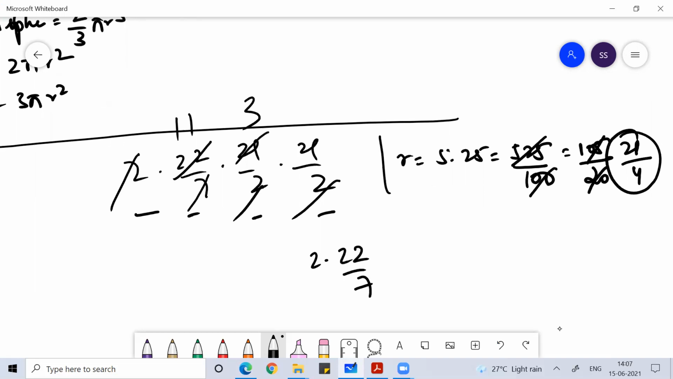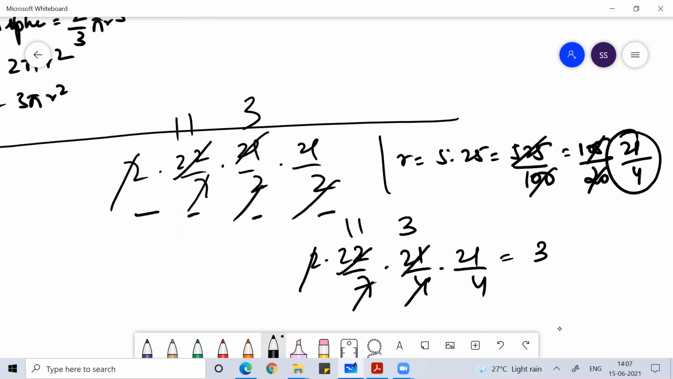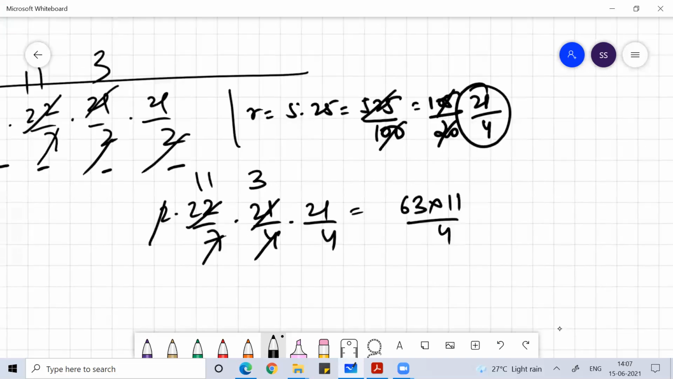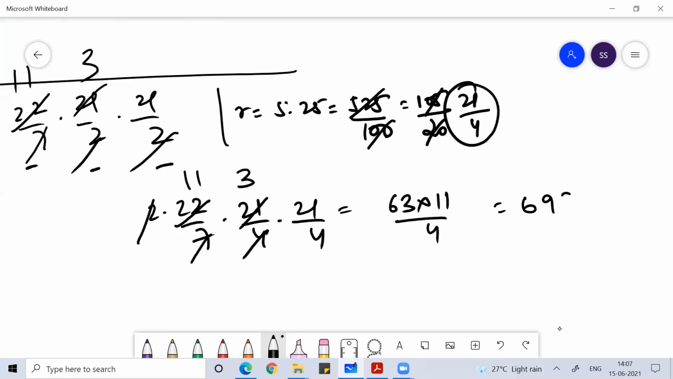2 into 22/7 into 21/4 into 21/4. तो ये कट गया, ये हो गया 11. ठीक है. ये हो जाएगा 3. तो ये हो जाएगा आपका 33. इसको मैं लिख सकता हूँ 63 into 11/4. 63 into 11 होगा आपका 693 divided by 4. ये हो जाएगा 173.25. Yes, sir.